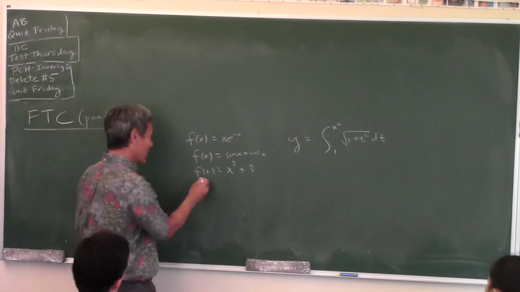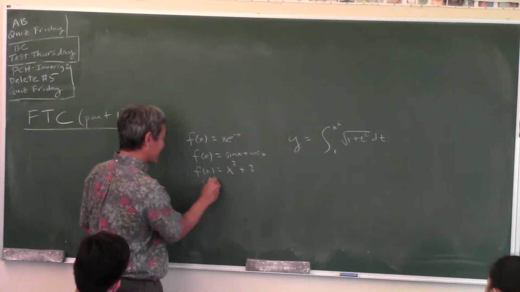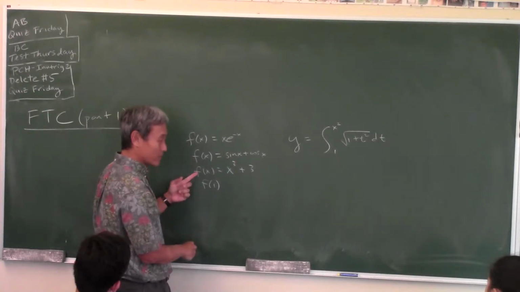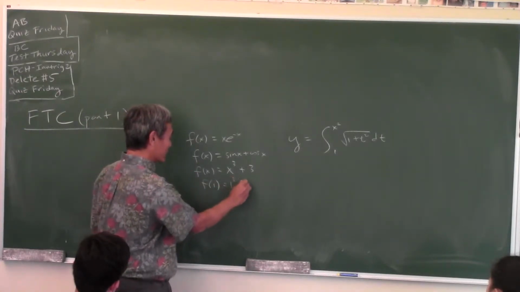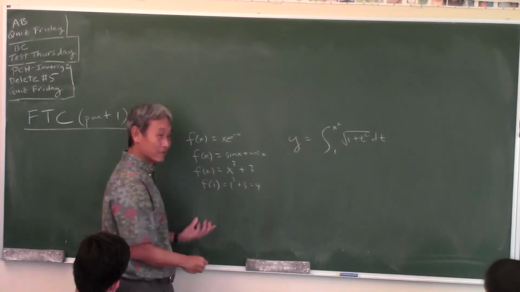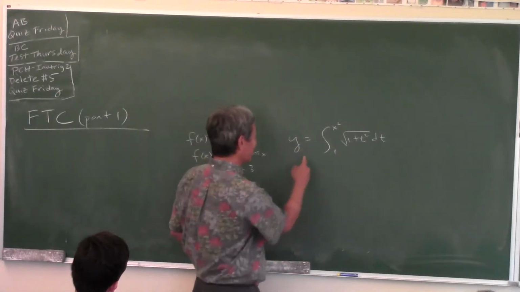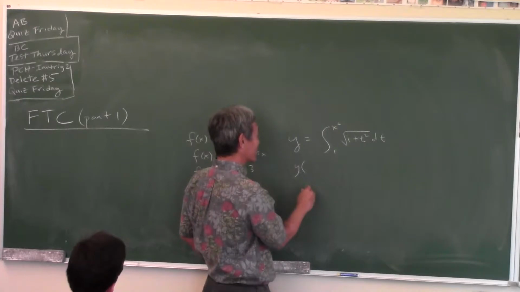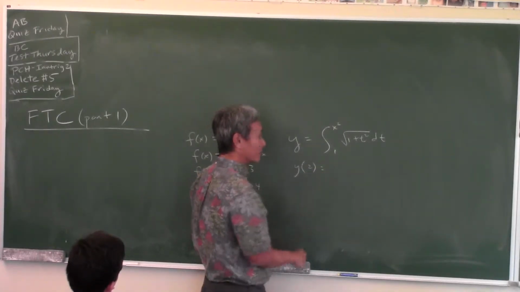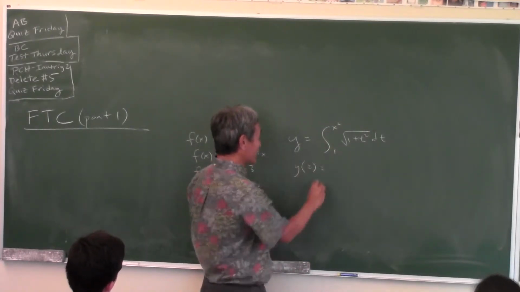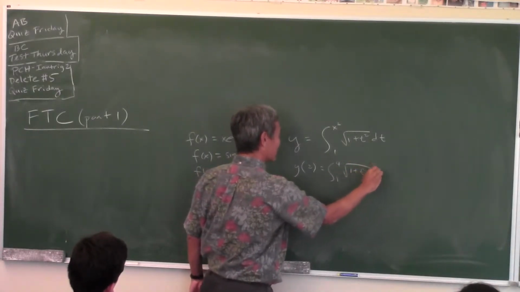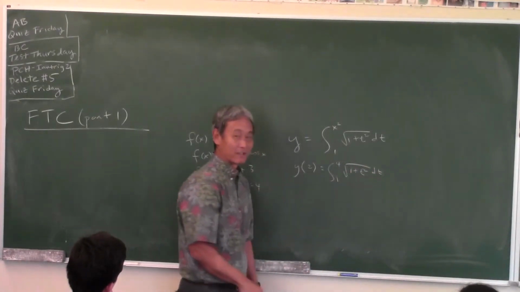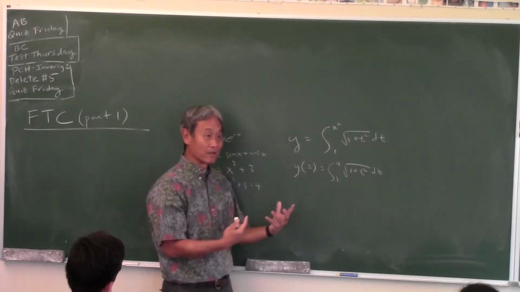So like over here, look. What if this function here, what if I ask you to find f of 1? If this is the function, what would you do? You plug in 1 for x, and you get 1 cubed plus 3, which is 4. In this one, what if I ask you to compute y of 2? You plug in 2 for x, so you get the integral from 1 to 4 of the square root of 1 plus t squared dt, and that can be punched in on your calculator, right? And you get a number.